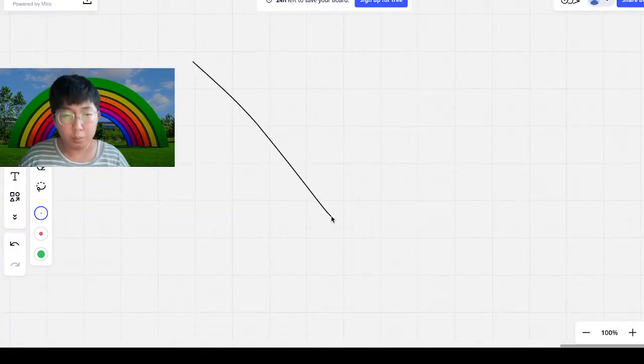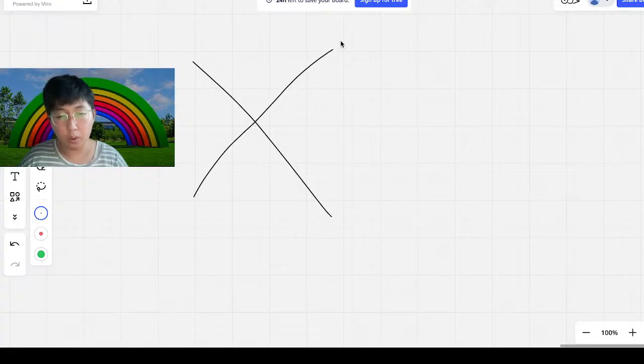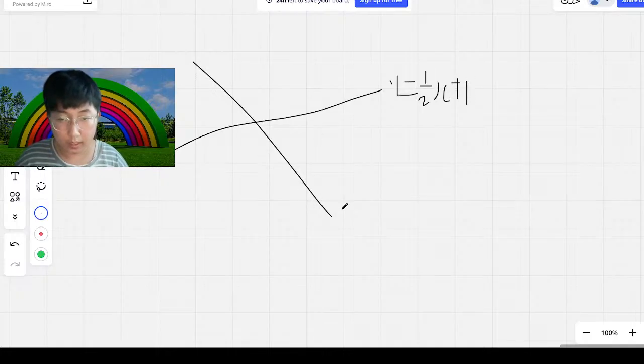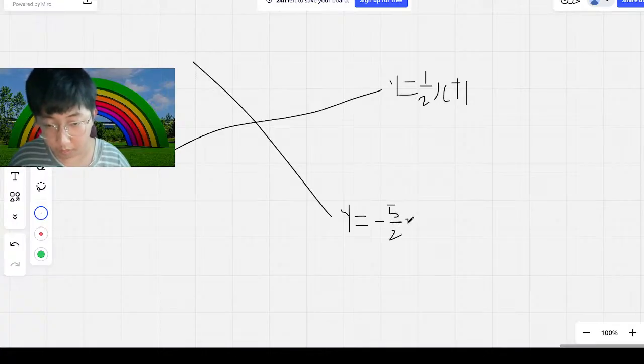What if we had 2 lines which we knew equations for? Let's draw this neatly, and let's say they are not perpendicular. Let's say this is y equals 1/2 of x plus 1. And then let's say this is y equals -5/2 of x, minus 2.